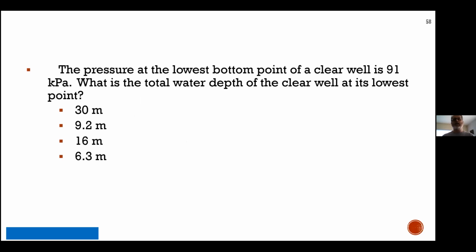All right, pressure at the lowest point of a clear well is 91 kPa. What is the total water depth of the clear well at its lowest point? Again, 9.2 meters, right? It's basically the 10-to-1 meters to kPa.